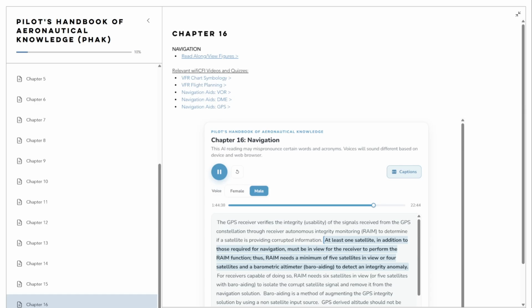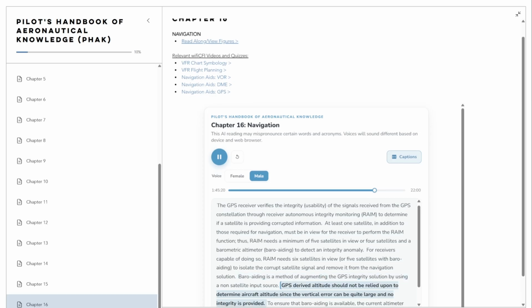At least one satellite, in addition to those required for navigation, must be in view for the receiver to perform the RAIM function. Thus, RAIM needs a minimum of 5 satellites in view or 4 satellites and a barometric altimeter, baro aiding, to detect an integrity anomaly. For receivers capable of doing so, RAIM needs 6 satellites in view, or 5 satellites with baro aiding, to isolate the corrupt satellite signal and remove it from the navigation solution. Baro aiding is a method of augmenting the GPS integrity solution by using a non-satellite input source.